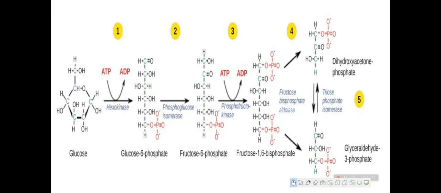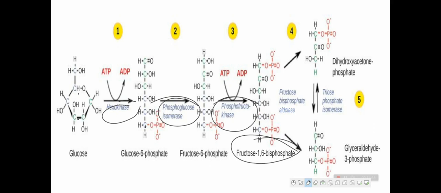This is the step, that is, glucose is converted into glucose 6-phosphate with the help of hexokinase. These are the steps in detail. Glucose 6-phosphate is converted into fructose 6-phosphate with the help of phosphoglucose isomerase, and fructose 6-phosphate is converted into fructose 1,6-bisphosphate, means addition of 1 phosphate molecule with the help of a kinase enzyme. And this step is the splitting step.